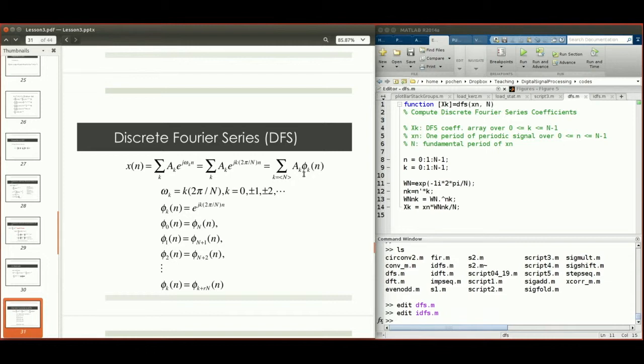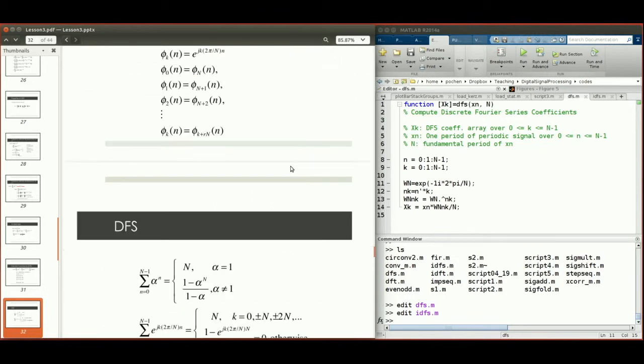So that's xn. If we pick a specific value of omega k, then we can recover xn. We can represent xn using this kind of summation over weighted summations of all the unique phi k's, right?